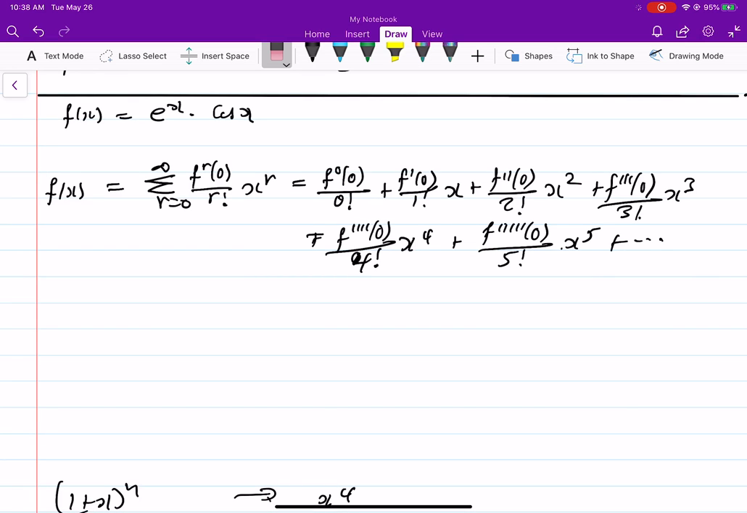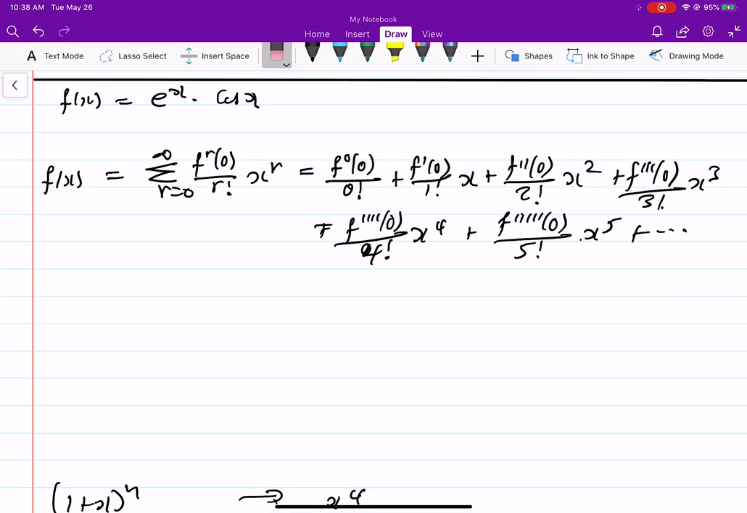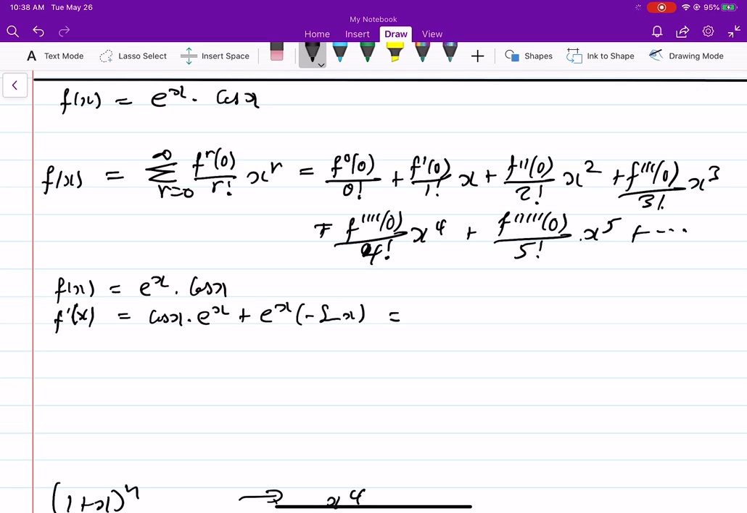I need to differentiate this function 5 times. Here we go. F of x is equal to e to the x times cos x. F prime of x is equal to hold the second one fixed, differentiate the first, plus hold the first one fixed, differentiate the second. If I tidy that up, that will be e to the x into what's left there, cos x minus sin x.